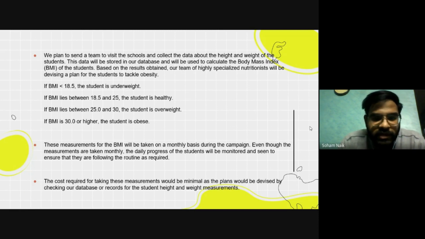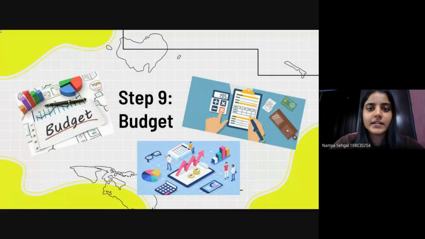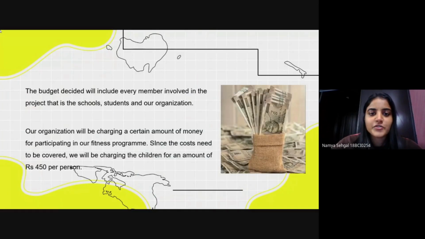So the cost required for taking these measurements would be minimal, as the plans would be devised by checking a database of records for the students' height and weight measurements, and the detailed plan for this cost would be given by Namya in step 9, which is budget. Step 9 would be budget. The budget that we have discussed here would be covering all the possible monetary costs.